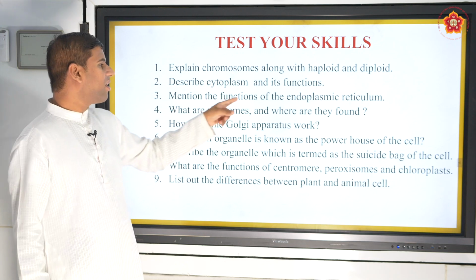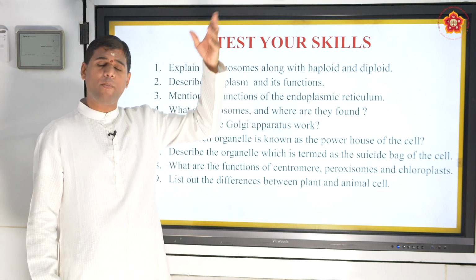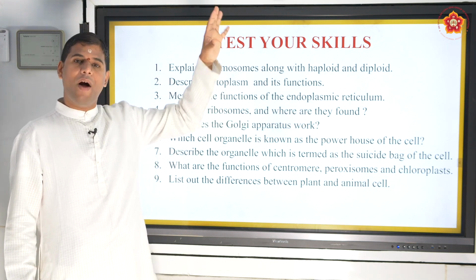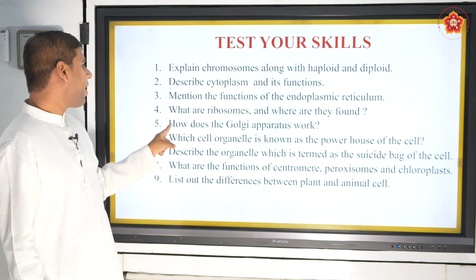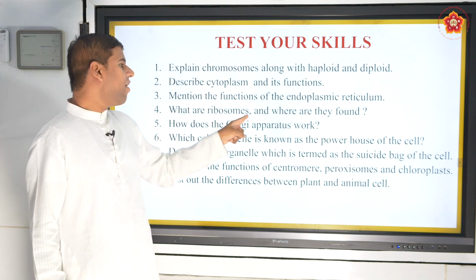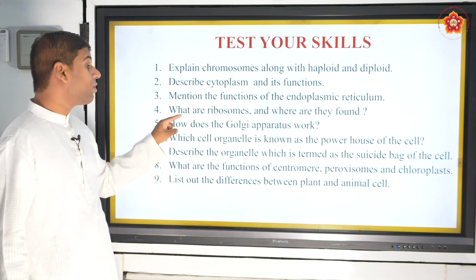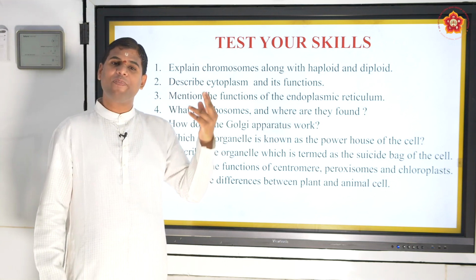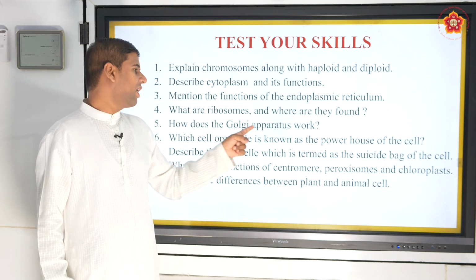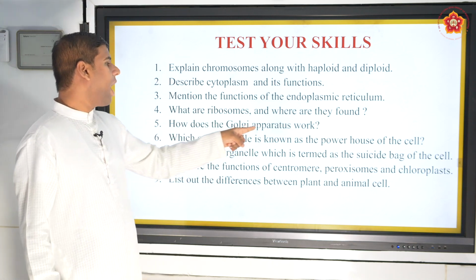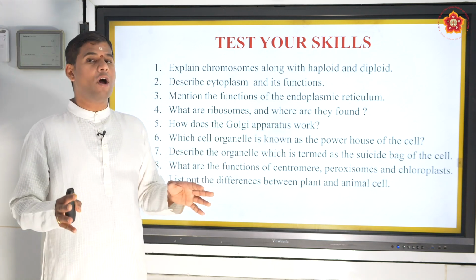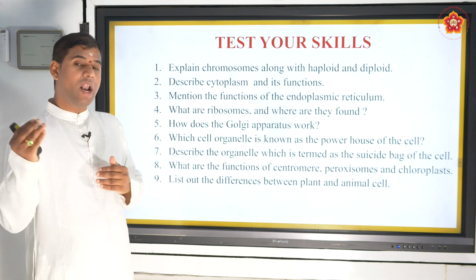And mention the functions of the endoplasmic reticulum. Go to the endoplasmic reticulum, remember the functions and what it looks like. Now, what are ribosomes and where are they found? Go back to that, remember it and you can write it down. And how does the Golgi apparatus work? There's the working of this Golgi apparatus, how does it work and how does it go forward?